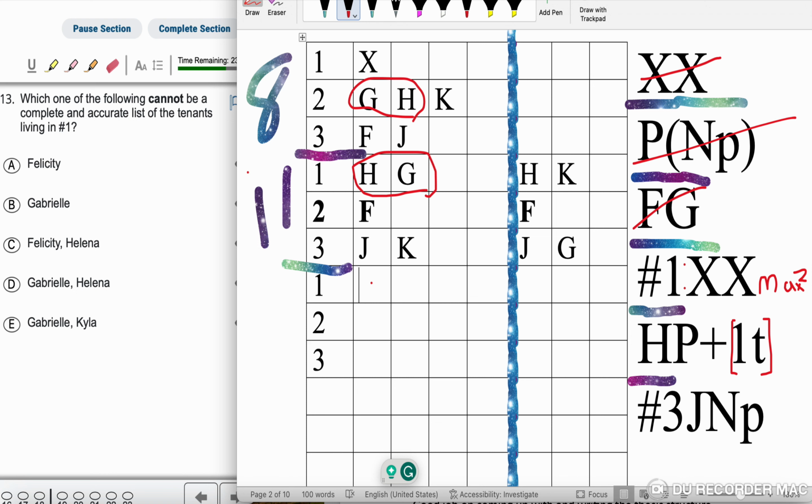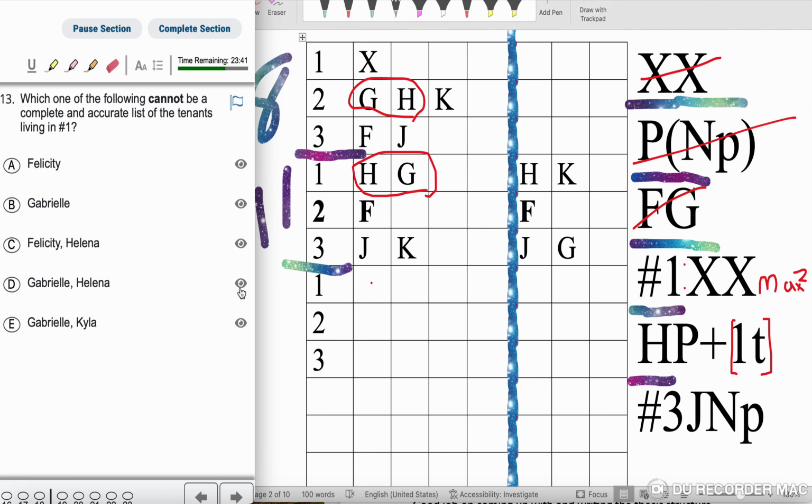Question 13. Which of the following cannot be a complete and accurate list of tenants living in number 1? From the previous game board, we see H and G together, so we can go ahead and eliminate that answer choice. In the previous question, 11, F is by itself. However, F could be by itself in number 1, so we remove that as well. G also has the ability to be by itself.